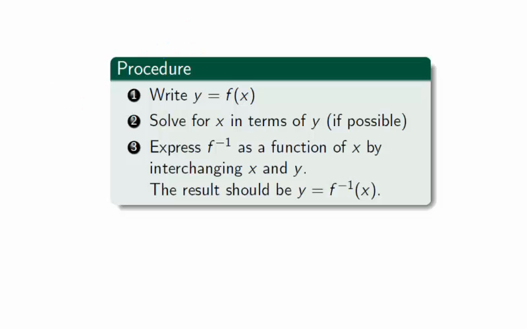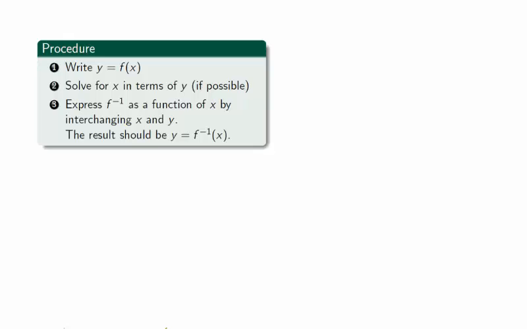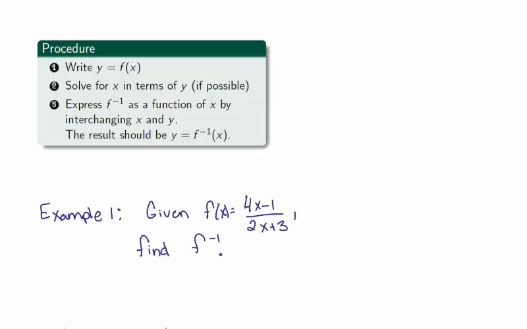We now describe the procedure for finding the formula of an inverse function. Here are the steps. 1. We write y equal to f of x. 2. We solve for x in terms of y, if possible. And 3. We express f inverse as a function of x by interchanging x and y. The result should be y equal to f inverse of x. Let's do an example. Given f of x equal to (4x minus 1) divided by (2x plus 3), find f inverse. We follow the above steps.